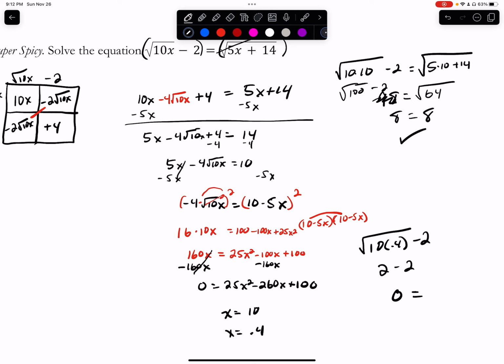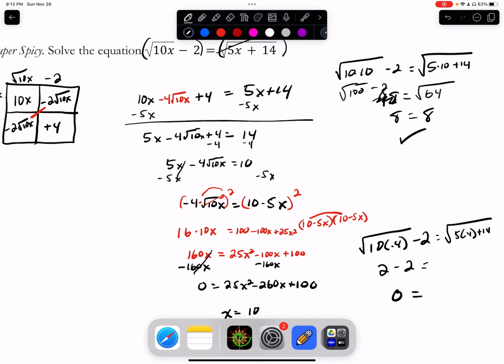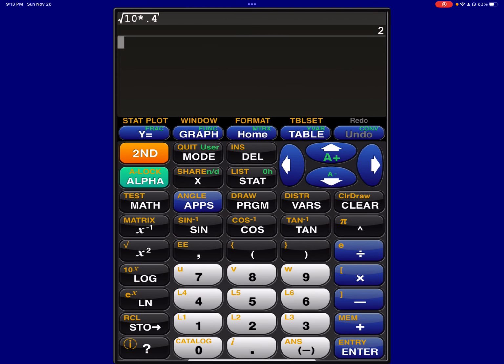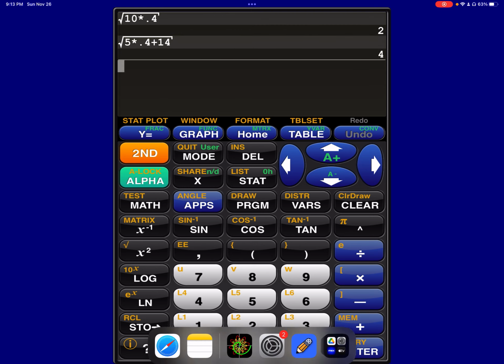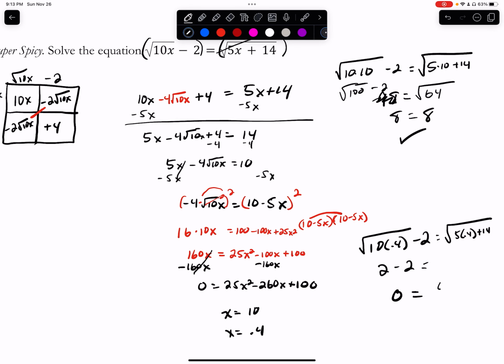So let's see it on the right-hand side. On the right-hand side, it's the square root of 5 times 0.4 plus 14. Okay, so let's just double check to see what that is. All right, and you can see that it's obviously not going to work out right now, but let's just try it anyway. So the square root of 5 times 0.4 plus 14 is going to be 4. And in this case, we've got 4, and 0 does not equal 4. So this is an extraneous solution. There's only one answer to that.